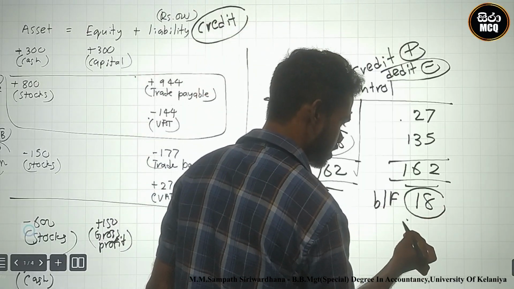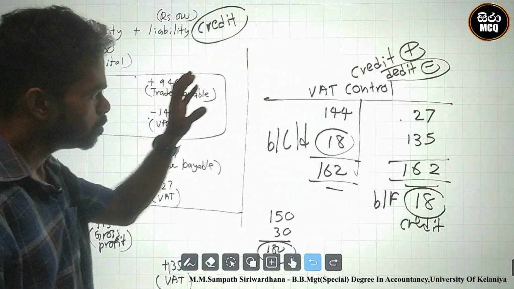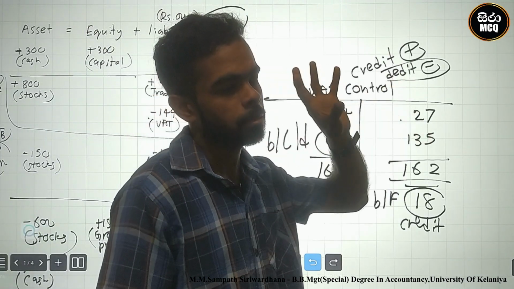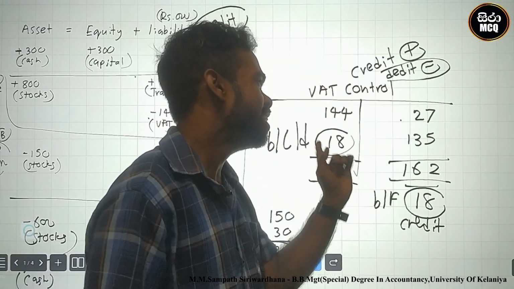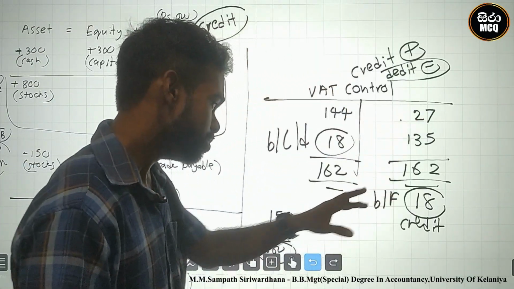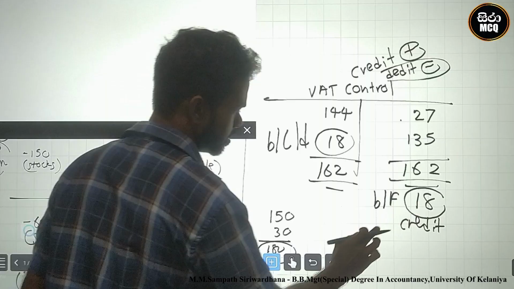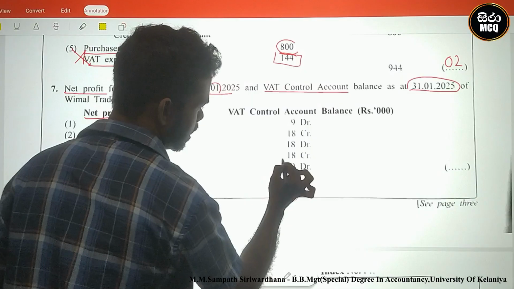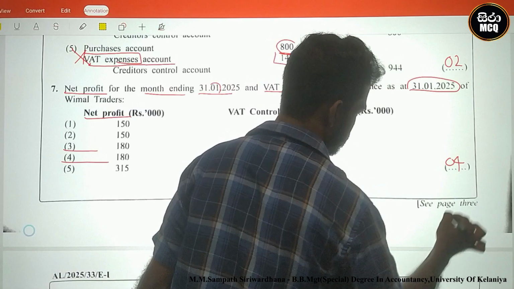18,000 is the credit balance. It is a credit balance, so minus shorts must be debited and plus shorts must be credited. Why? The VAT control is a credit balance, and a credit balance is increased by credit shorts. Therefore plus shorts must be credited. Okay, therefore 18,000 credit. The answer is 4 for question number 7.